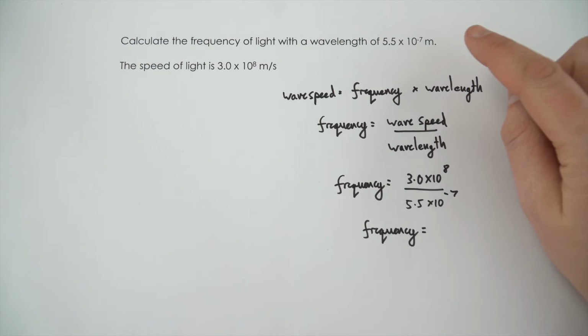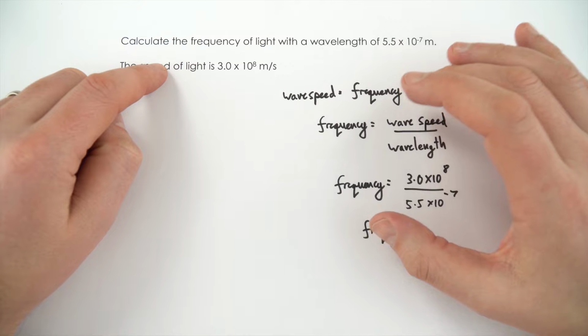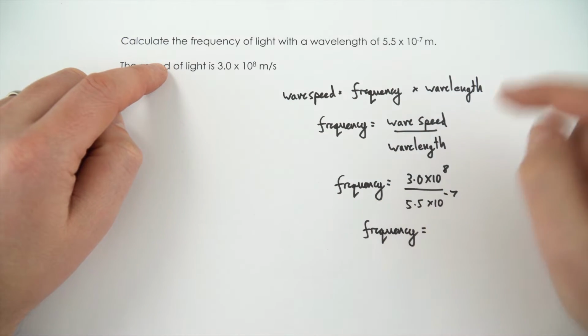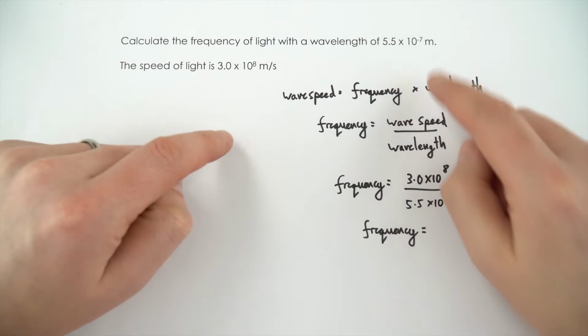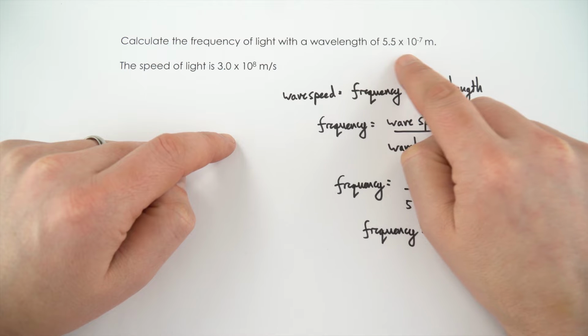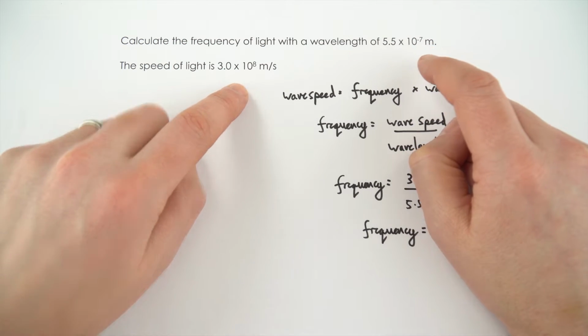So this is a fairly typical question. We've been given some data and we're not so worried about the physics at the moment, but what we've got is an equation that we've rearranged and we've put the numbers in. Now this one here has its data in standard form. So we've got a very small number for the wavelength of 5.5 times 10 to the minus 7, and the speed of light is 3.0 times 10 to the 8.